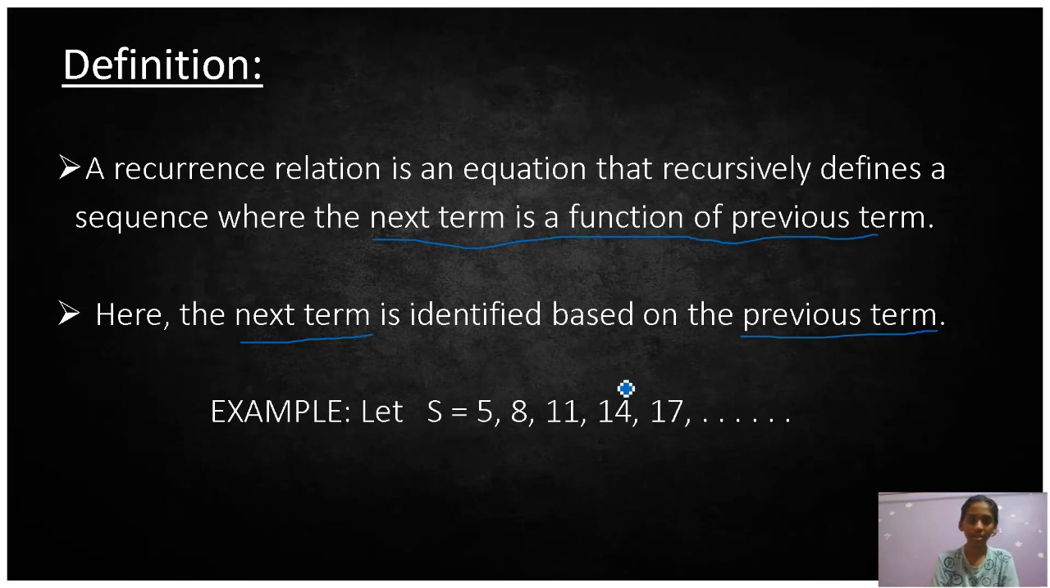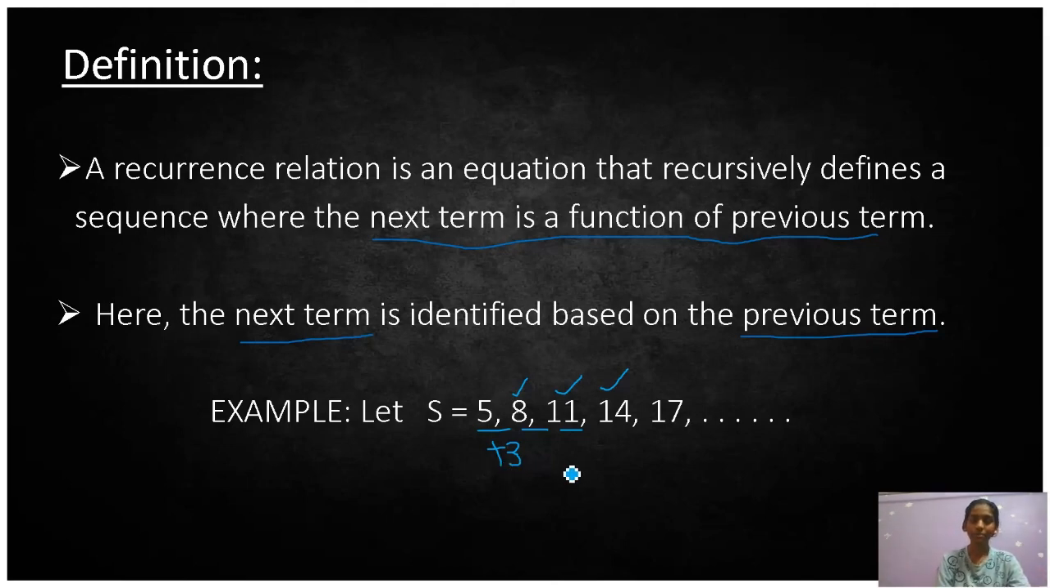In the example that I have taken here, S is equal to 5, 8, 11, 14 and 17. The first term is 5. The next terms are 8, 11, 14, 17, and so on. By observing clearly in this example, we can say that by adding 3 to 5, we get 8. Then by adding 3 to 8, we get 11. By adding 3 to 11, we get 14. And then 3 to 14, we get 17. In this way, the sequence goes on. So what we can say is, by adding 3 to the previous term, we are getting the next term.